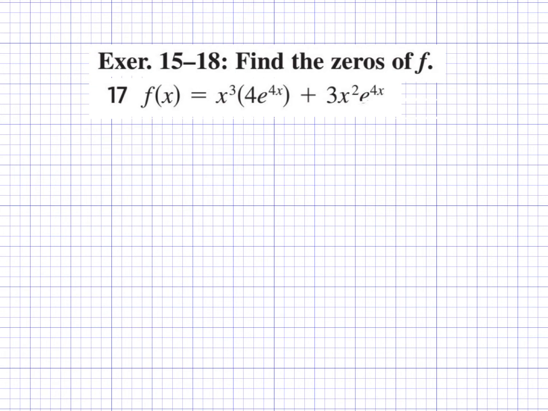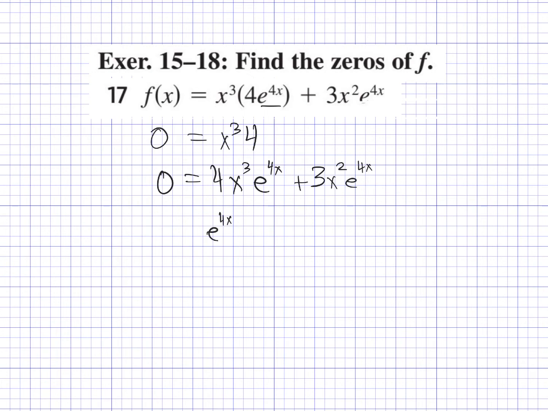Okay. Find the zeros of f. All right, so now what do we have here? Let's rewrite this a little bit. We have an e to the 4x. Let's write it like this: 4x cubed e to the 4x plus 3x squared e to the 4x. So e to the 4x can come out, and an x squared can come out. So we have 4x plus 3 equals 0.